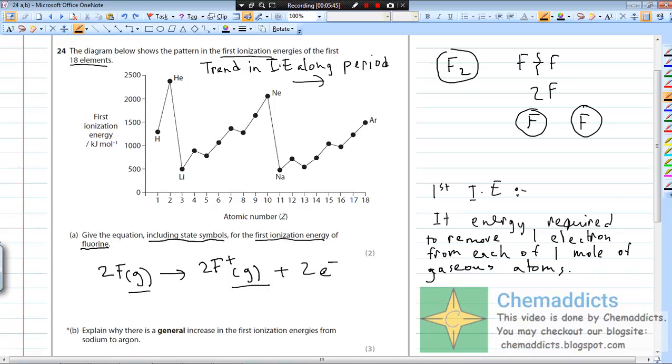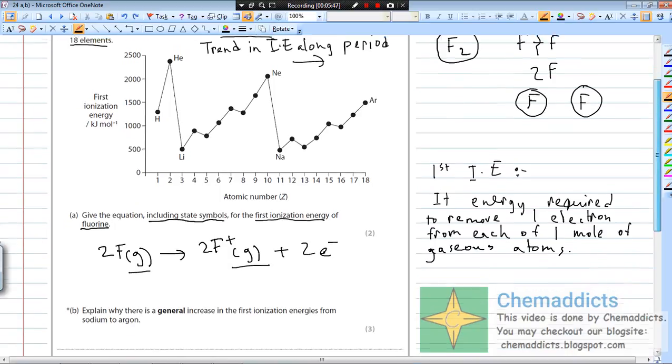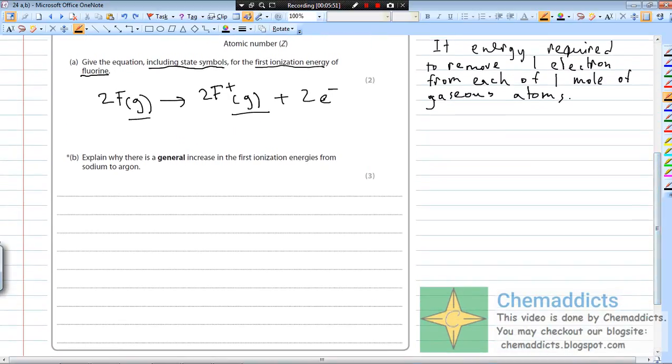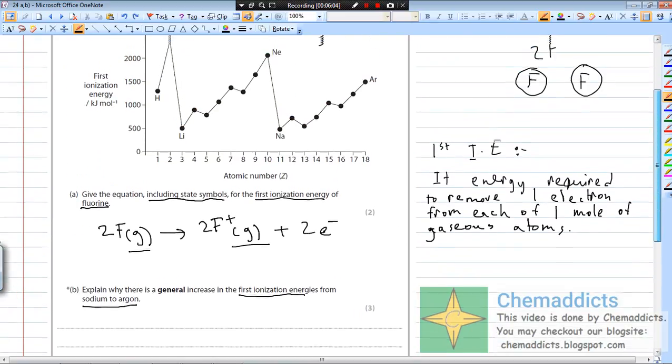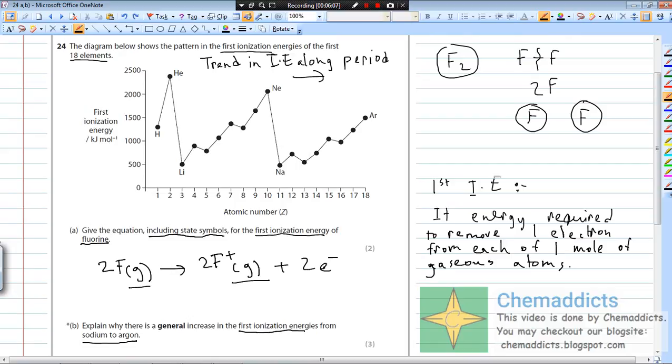Now let's have a look at B and see what it asks. Explain why there is a general increase in the first ionization energy from sodium to argon. As before, this is the trend in ionization energy along the period, so we need to discuss the trend according to the period.